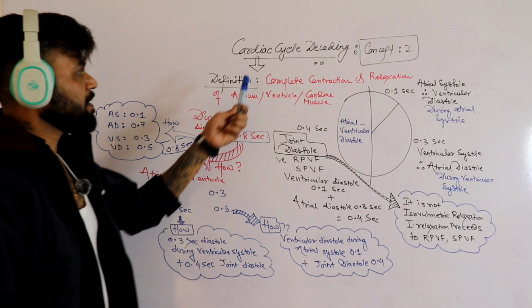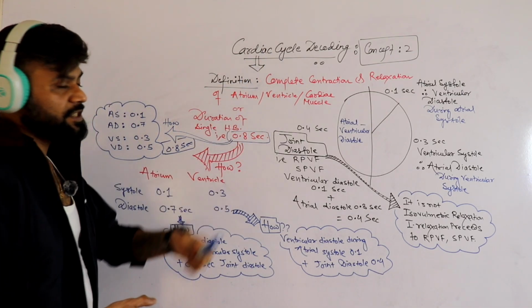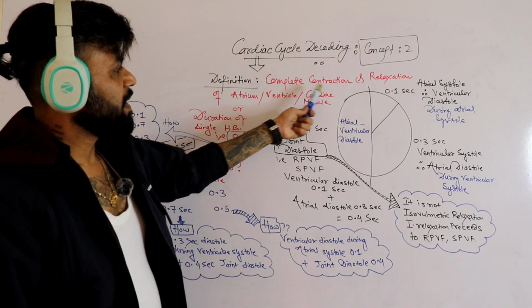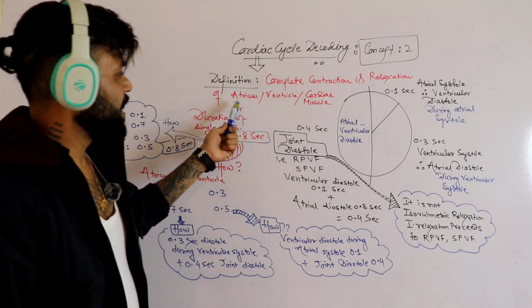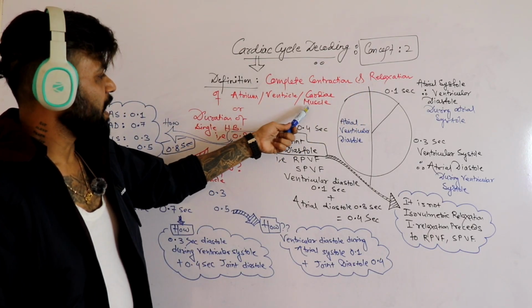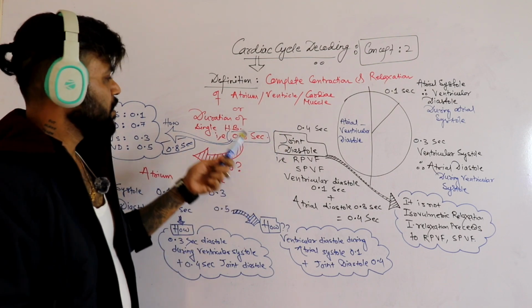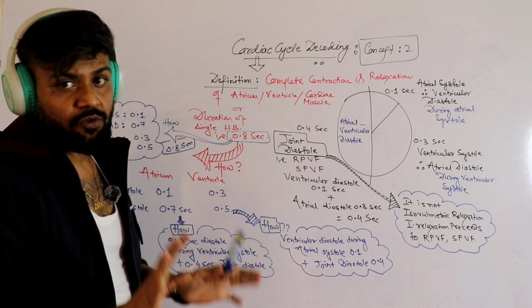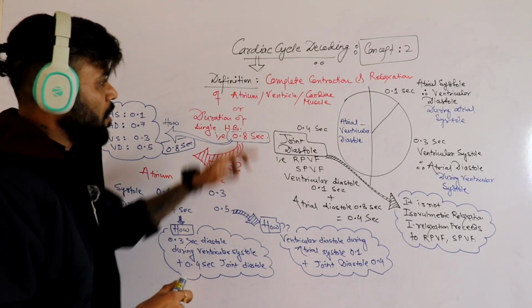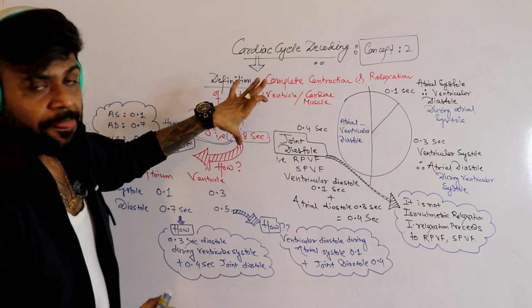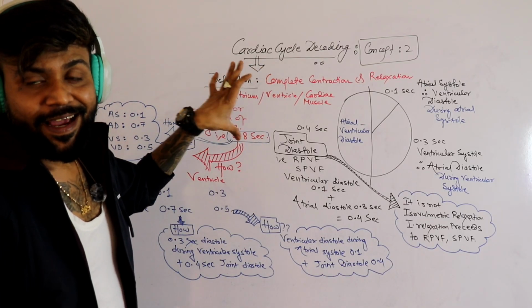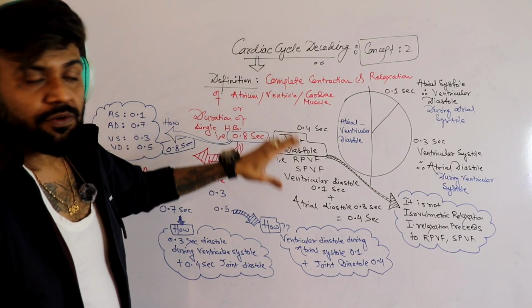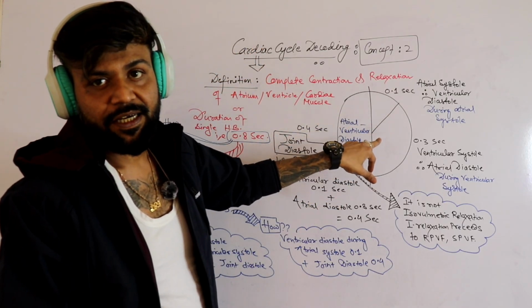Now, if you see this cardiac cycle, the definition which is given in your NCERT is: it is the complete contraction and the relaxation of atrium, ventricle, or the cardiac muscle, and the duration of a single heartbeat is 0.8 seconds. Now, we need to understand how we can decode these two statements given in the NCERT. To understand this complete thing, we need to see this pie diagram over here.